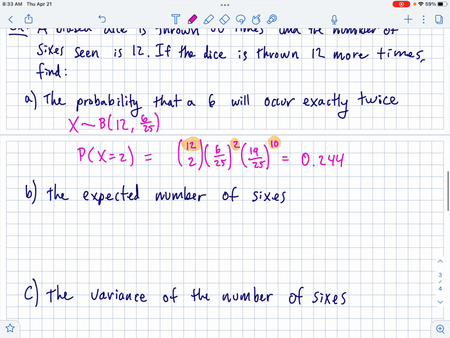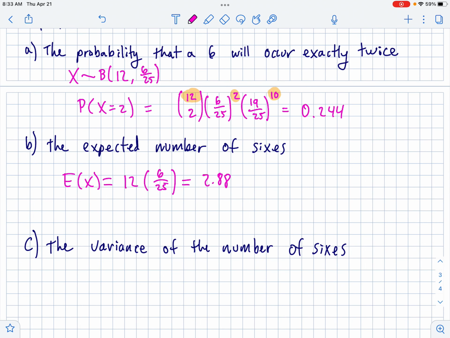Find the expected number of sixes. The expected number of sixes is just how many trials times the probability of getting a 6. So 12 times 6/25 is 2.88. That's how many sixes you would expect in the next 12 throws.